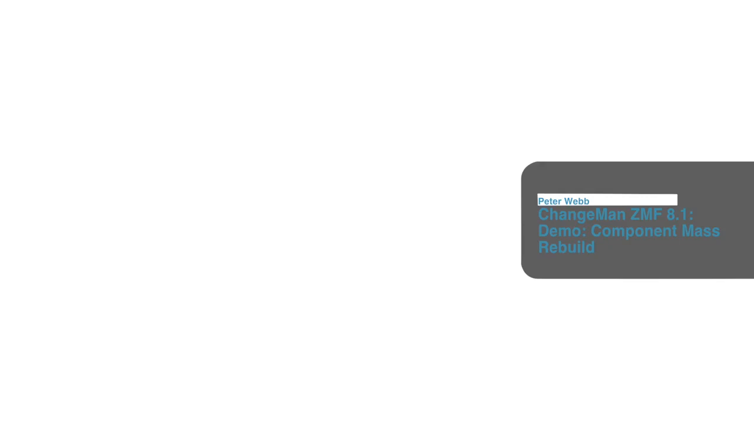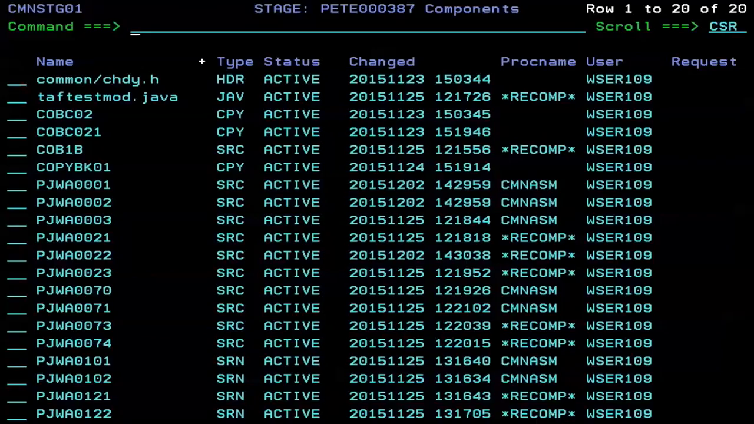Today I'm going to demonstrate the ZMF package component mass rebuild function. This function allows a developer to rebuild all of the like source components in a package, or rebuild a subset of those components. This function is planned to be made available in the ZMF 8.1.1 release.